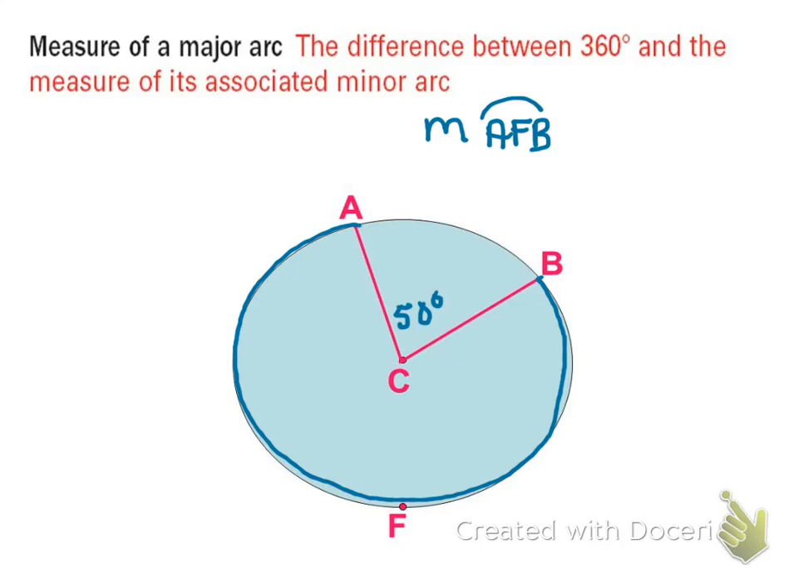If angle ACB is 50 degrees, and I want to find the measure of arc AFB, then I would take the measure of the entire circle minus the measure of this portion of the circle that we're not using, and what remains would be the arc that we're looking for, 310 degrees. So, to find the measure of a major arc, take the difference between 360 degrees and the measure of its associated minor arc.